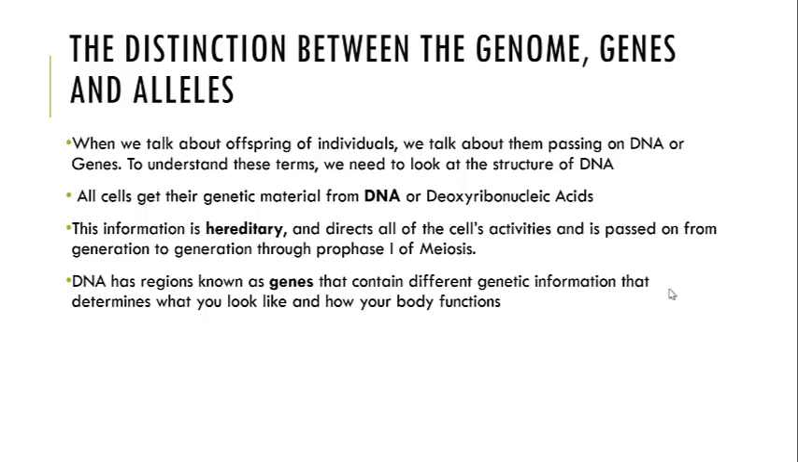All cells get their genetic material from DNA or deoxyribonucleic acids. This information is hereditary and directs all of the cell's activities and is passed on from generation to generation through the prophase 1 section of meiosis. So remember, that's the crossing over part. So that crossing over creates our genetic combinations that are then going to be passed on from that gamete that it creates into the fertilized egg, which is our passing on of our hereditary traits.